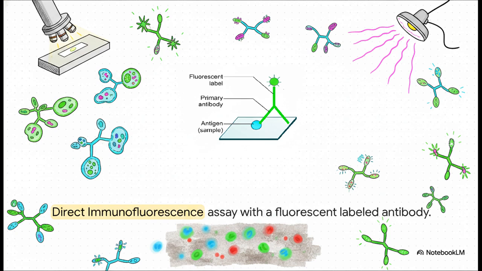The antibody, which is conjugated with a fluorescent label, binds directly to the antigen on a tissue smear. We wash away the unbound antibodies, hit the slide with specific wavelengths of light, and the targets brilliantly fluoresce. You'll see this routinely used for detecting autoantibodies like ANA and lupus, or identifying viral antigens right in tissue samples.